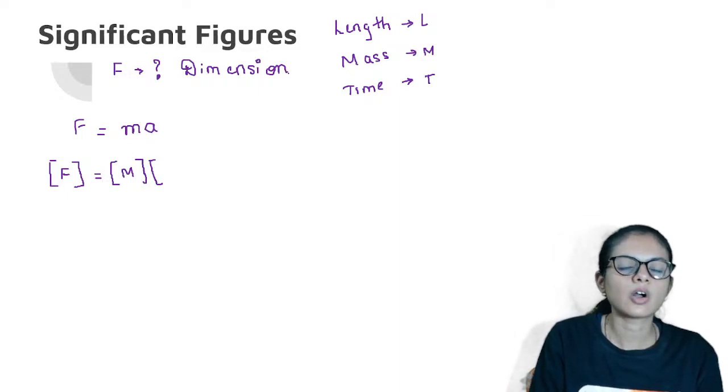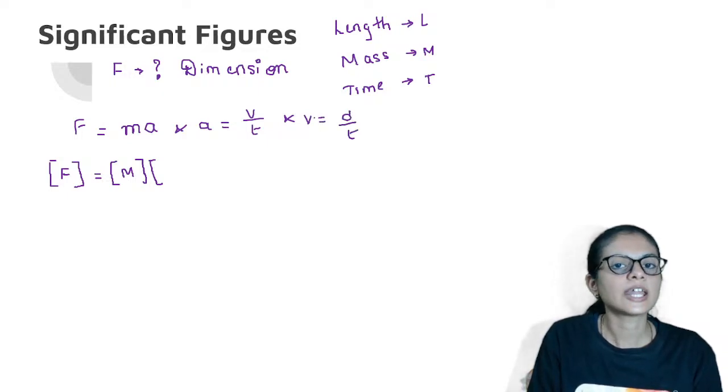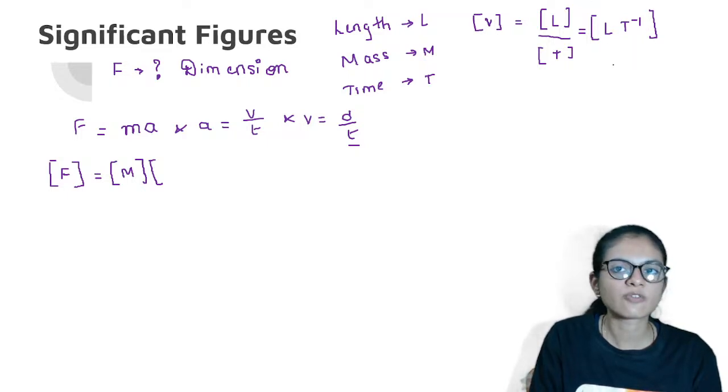Now I also know that acceleration is nothing but velocity by time, and velocity is equal to distance by time. Can I find the dimension of velocity first of all? It is nothing but distance by time. Distance is measured in terms of length, divided by time. If I take this T upward, it will be L T to the power minus 1, because it was in the denominator and I took it to the numerator. So that is for velocity.